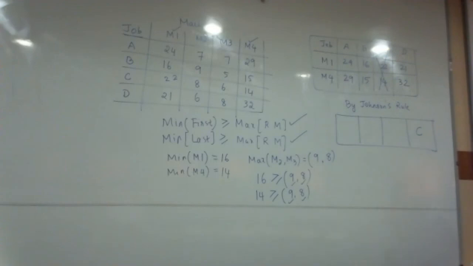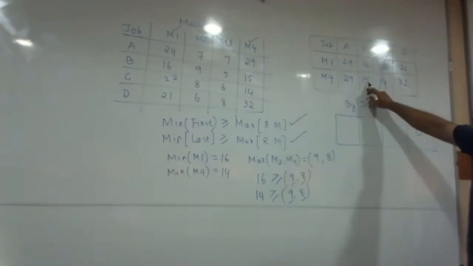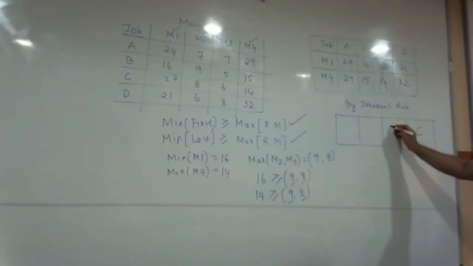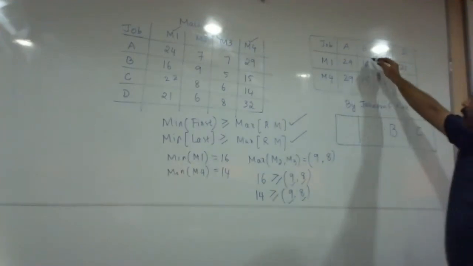JB. So B is the next, because again 15 is the lowest value. The second machine is there, so this will become B. Okay. Next.